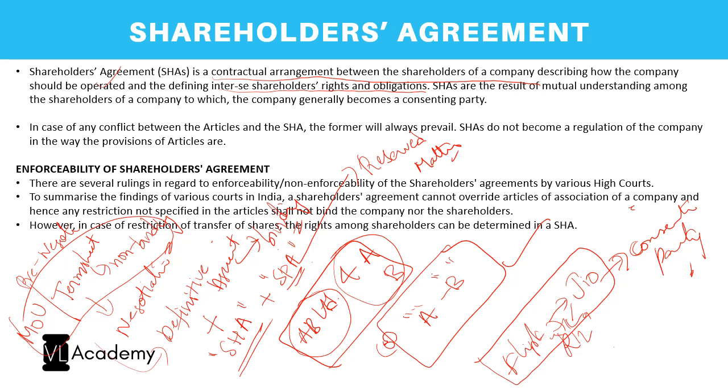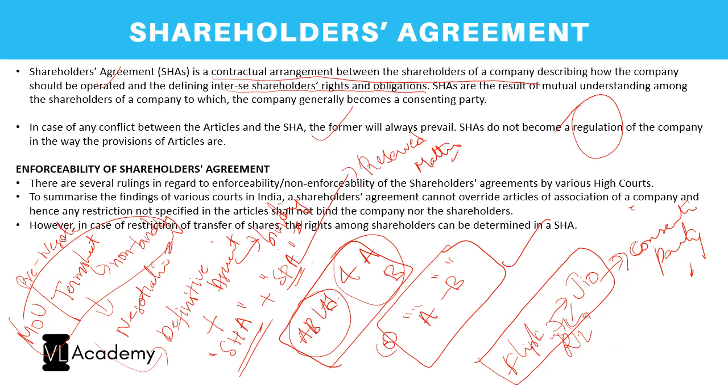And how do you do it? By way of taking the approval from the shareholders. So that's why the shareholders agreement and articles of association will have a very close nexus. And when a question comes as to whether the shareholders agreement is valid or the articles of association is valid, the answer is always that the articles of association will prevail. The shareholders agreement cannot prevail over the articles of association, because the shareholders agreement will not be the regulation of the company as the articles of association are, right?